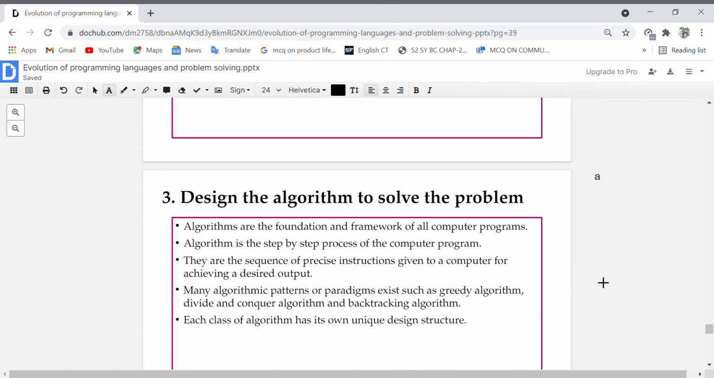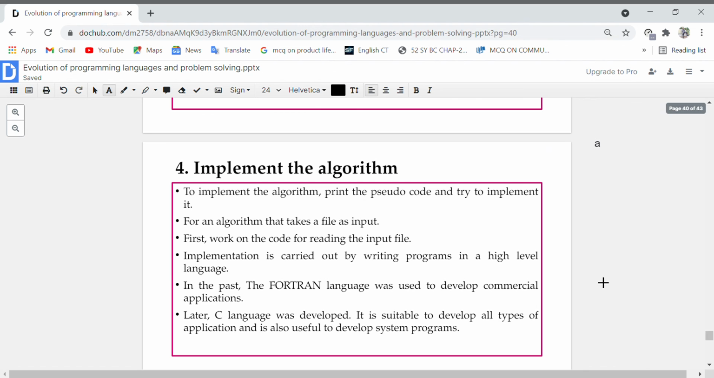Then algorithm, we have to design the algorithm to solve the problem. From the beginning of this video, I am talking about the algorithm. Algorithms are basically the framework and foundation of computer programs. Algorithms are the step-by-step process of computer programs, and each class of algorithm has its unique style and design. So then comes implementing the algorithm.